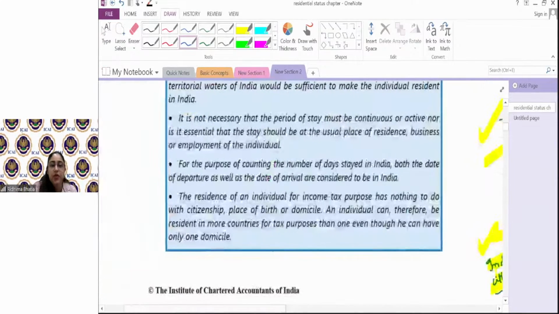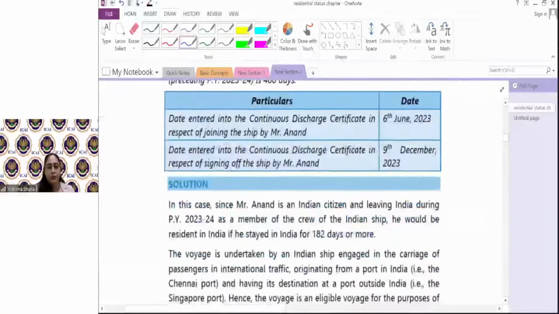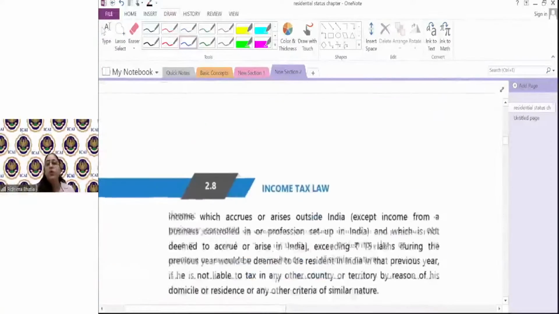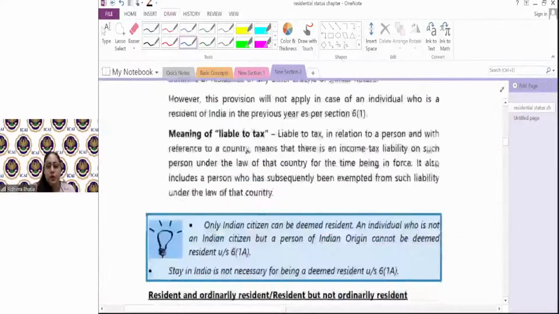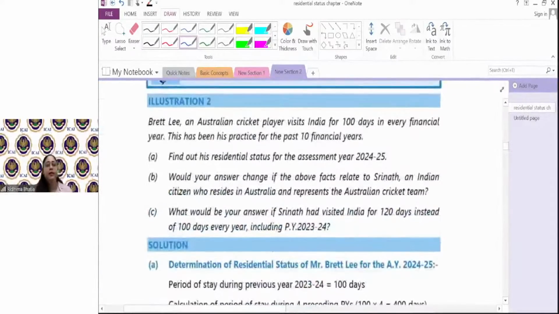Quickly, we'll do one question and it will answer all your doubts. अभी crew member का एक question आएगा, you can skip it right now. Okay. Coming to illustration 2 for Bretley. Bretley is an Australian cricketer who visits India for 100 days in every financial year. This has been his practice for the past 10 financial years. You have to determine his residential status for assessment year 24-25.